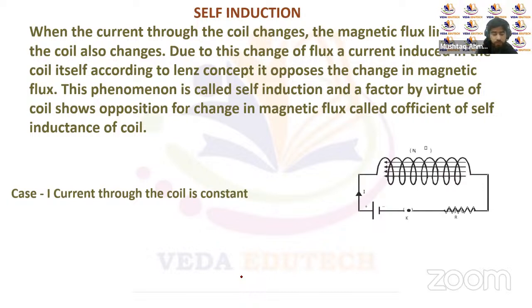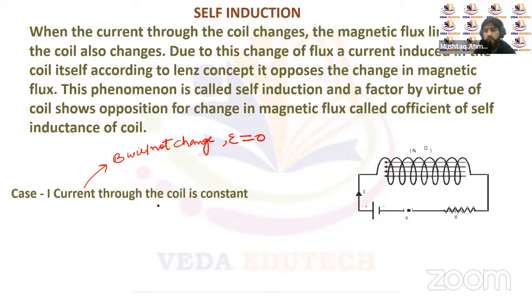Now let's suppose the current through the coil is constant. If the current is constant, B will not change. If B will not change, flux will not change. There will be no induced EMF, right? Or we can say the EMF induced will be equal to zero, right? But the question is that the flux will still be linked with this coil, right?